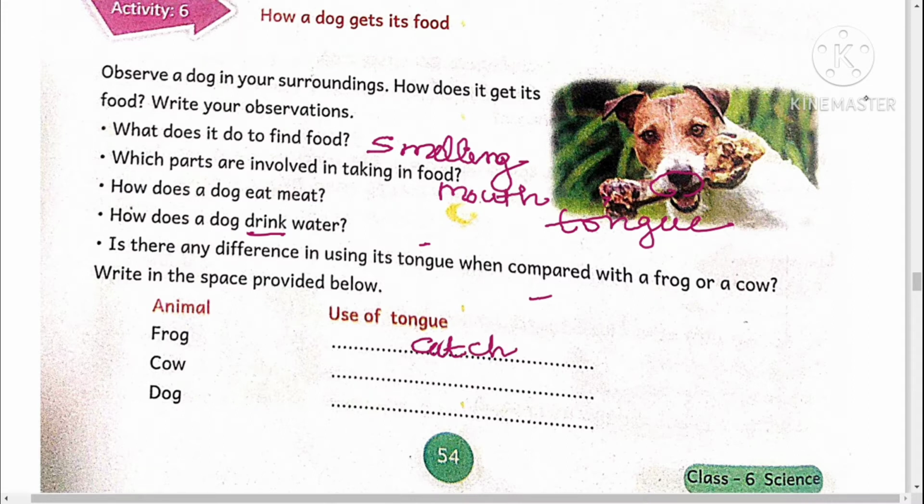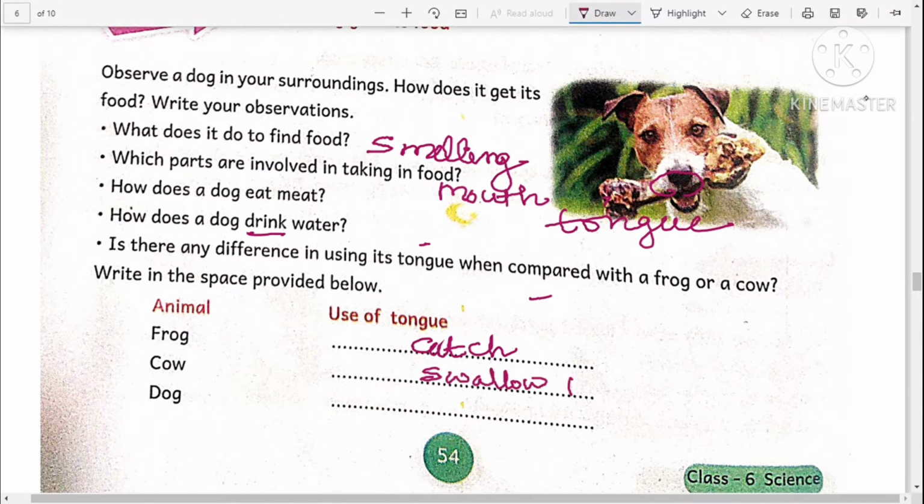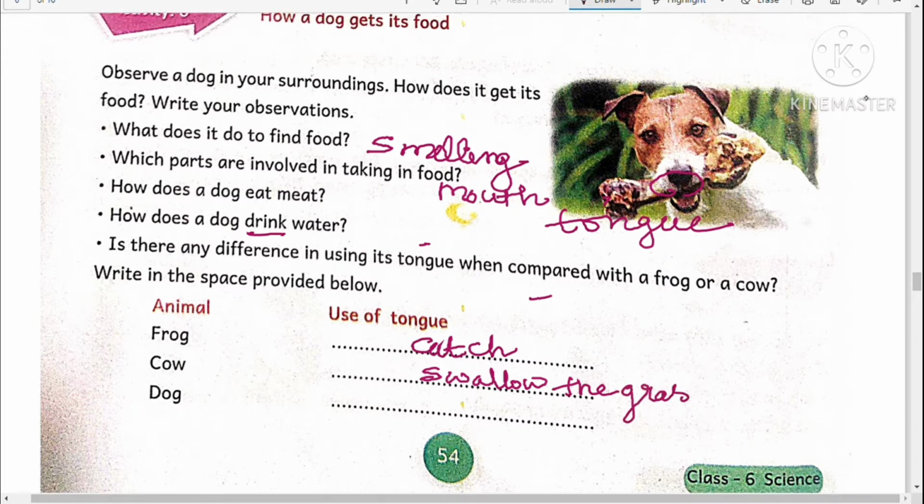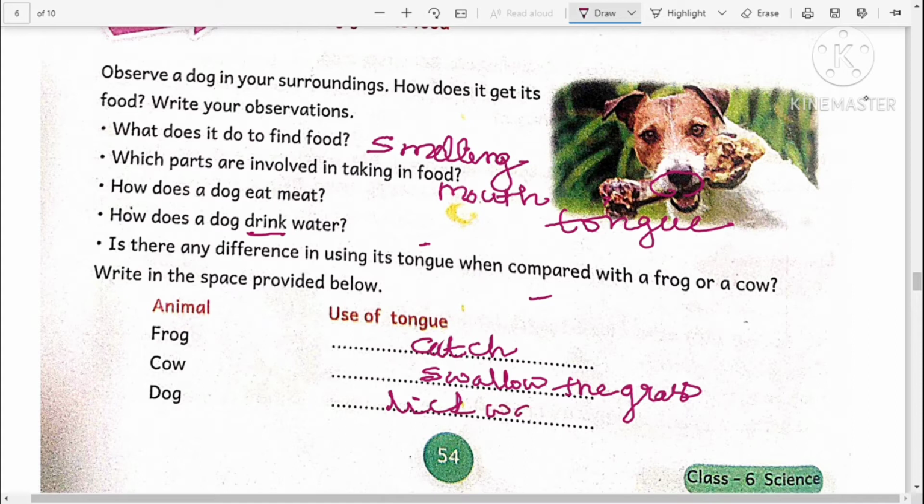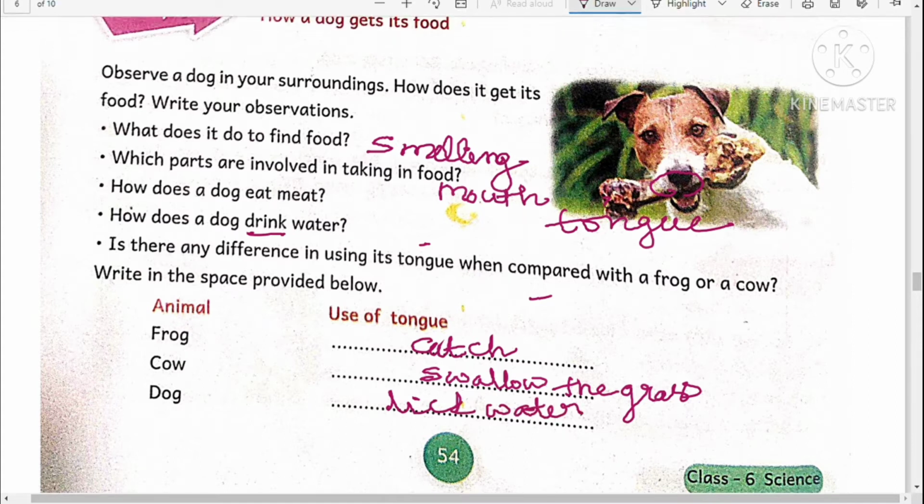And the cow uses its tongue to swallow grass. Swallow means mingada. Swallow the grass. That means animals and their use of tongue. So the dog uses its tongue to lick the water. Lick means nakadam. So lick the water.